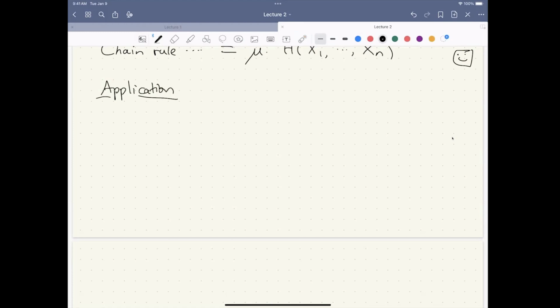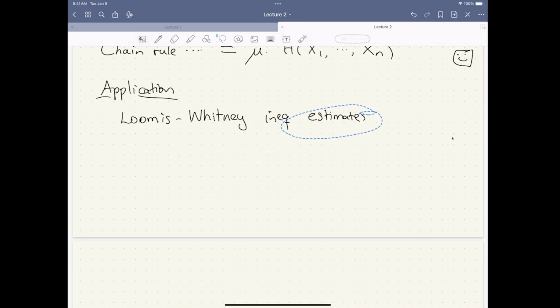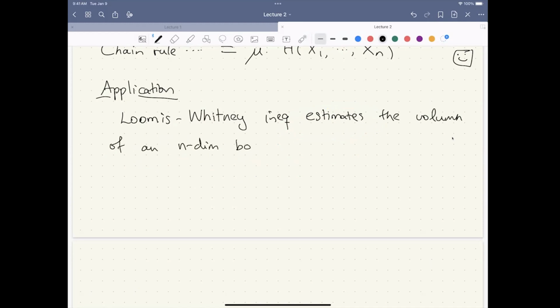The application is the famous inequality, the Loomis-Whitney inequality. It's an inequality that estimates the volume of an n-dimensional body in terms of its projections. In particular, in terms of its n-1 dimensional projections.